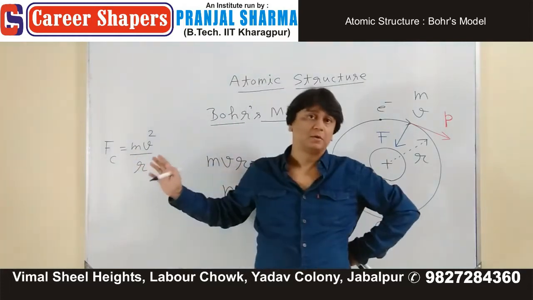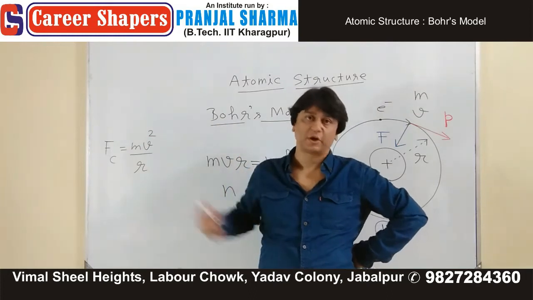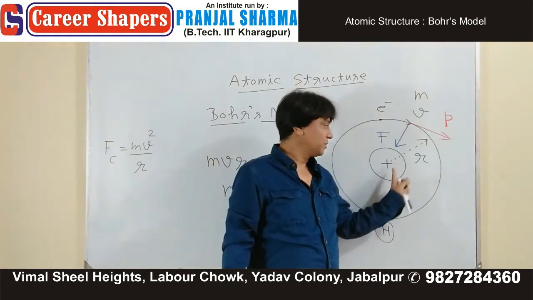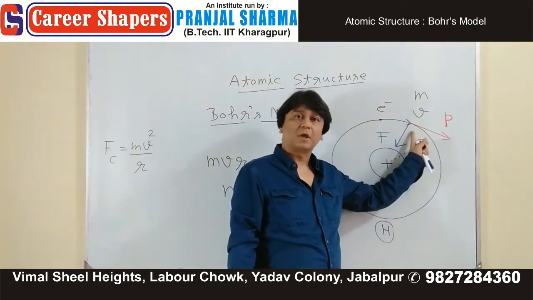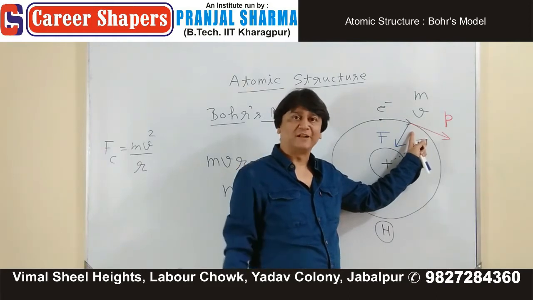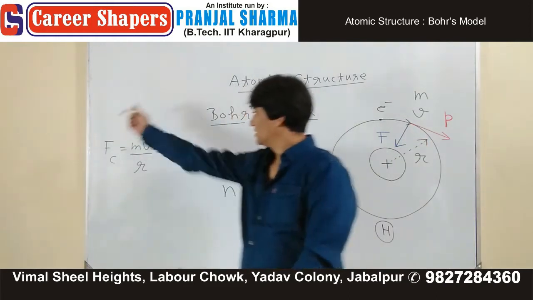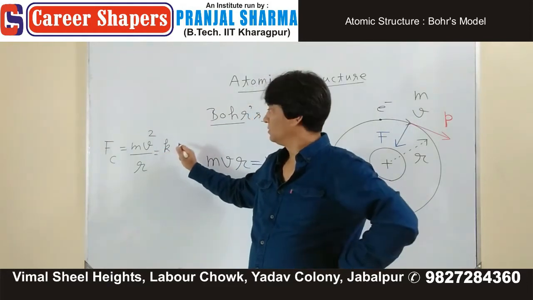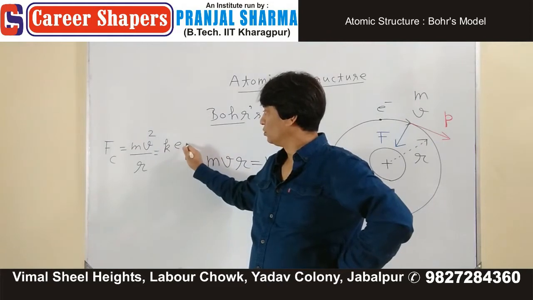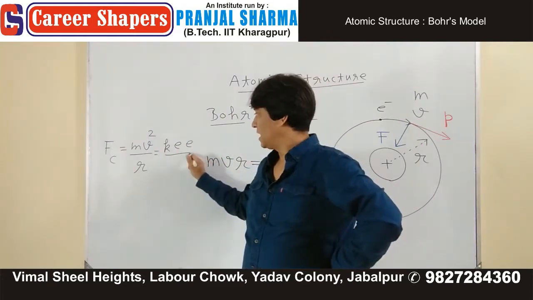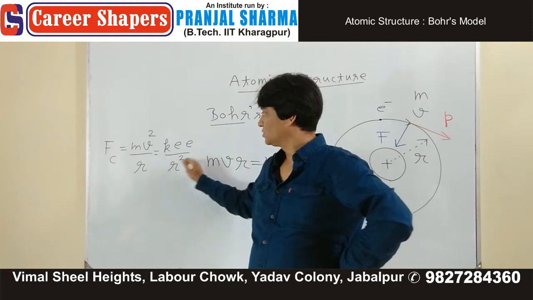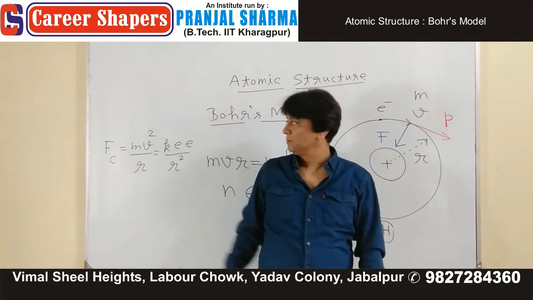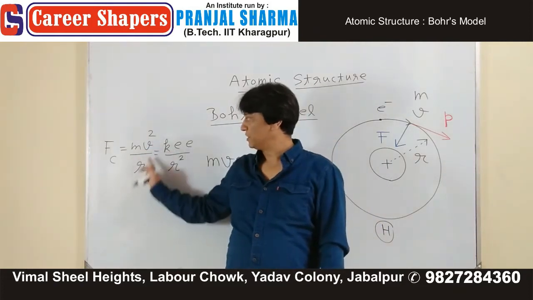This is a requirement, but there must be something which fulfills this requirement. What is that? Coulomb's attraction between a positive charge and another negative charge. What is that? This is K times Q1, which is e, Q2, which is e, divided by r square. We're talking about hydrogen, and then we'll generalize the result. So this is the centripetal force mv square upon r.